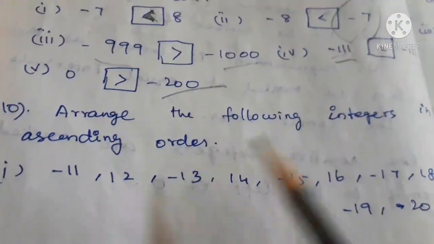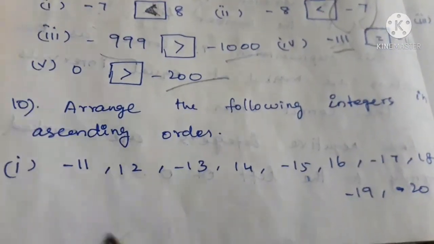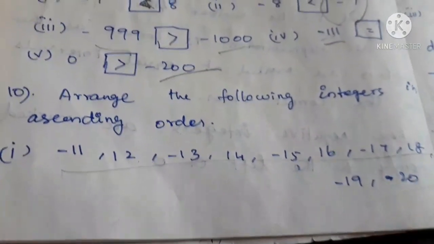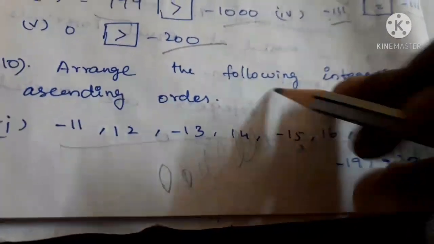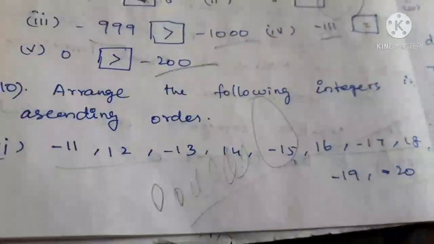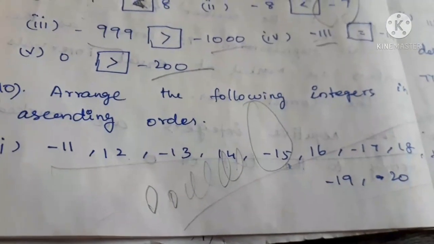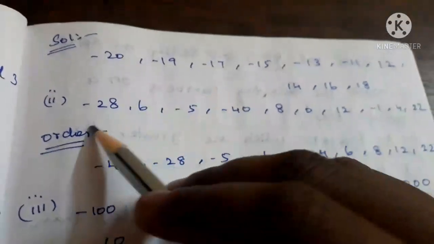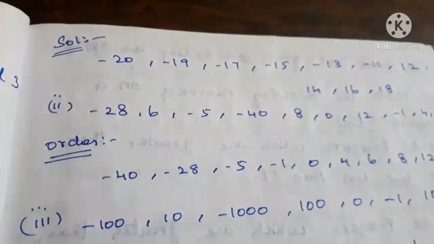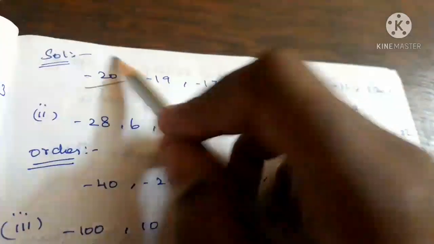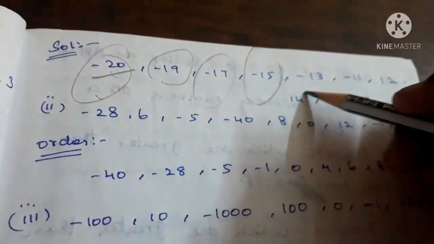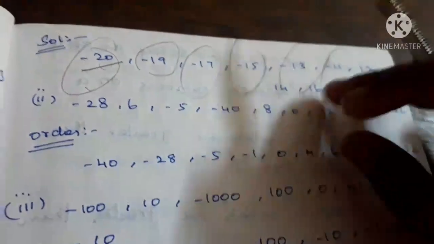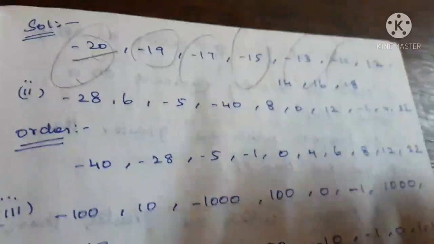10th question, arrange the following integers in ascending order. Okay, we have to arrange these in ascending order. Ascending order means small to big. Small to big will be called ascending order. Always keep in mind, the biggest negative number will come first, then the one smaller than that, then smaller than that, like that it will go on, and last you should represent the positive numbers.